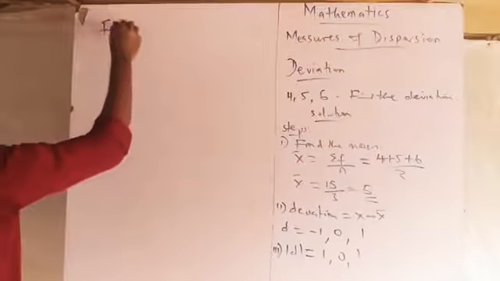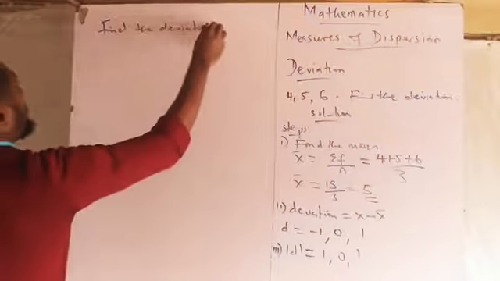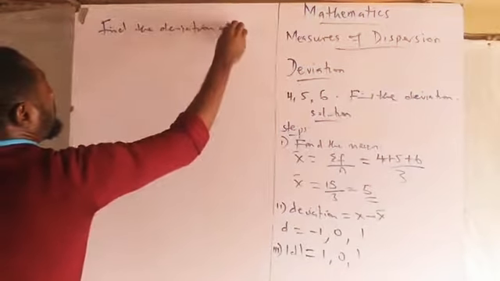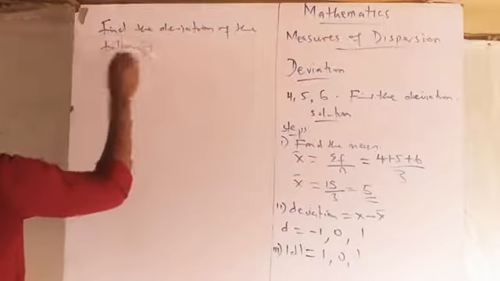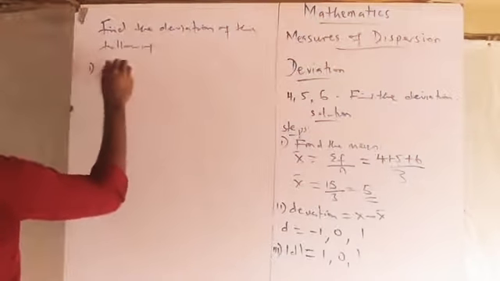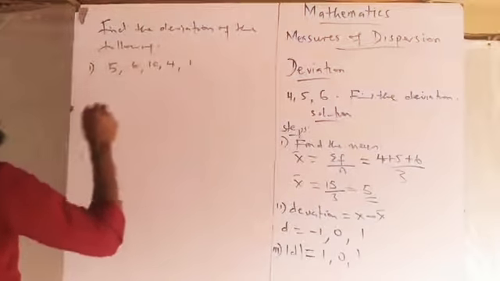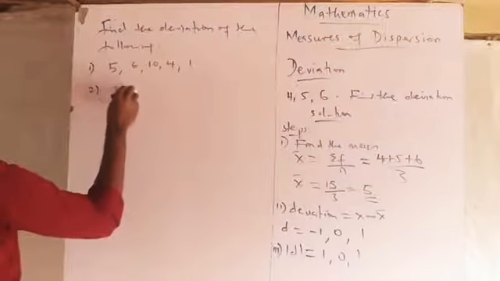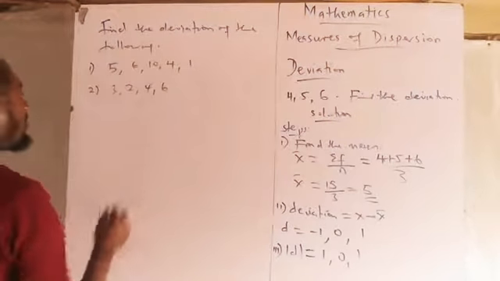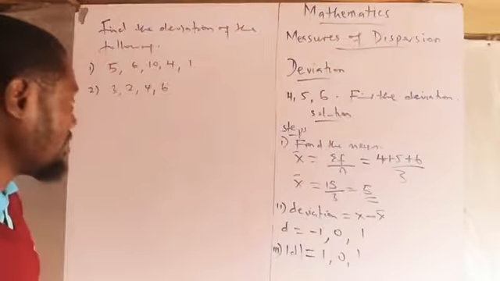Now you can as well do this yourself. Find the deviations of the following. 1, you have 1, 5, 6, 10, 4, and 1. 2, you have 3, 2, 4, 6. So find the deviation of this given distribution here.